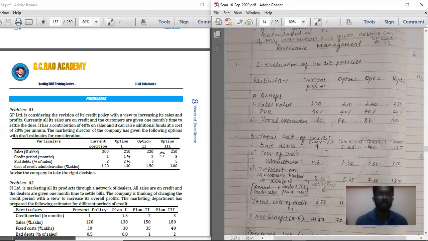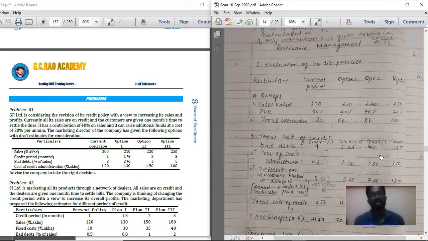For option number 2, bad debts is 3%. So in brackets, 220 into 3%, that is 6.6. Under option 2, 6.6. And the last column, option 3, 5%, so 250 into 5%, put 12.5. This is the different bad debts.